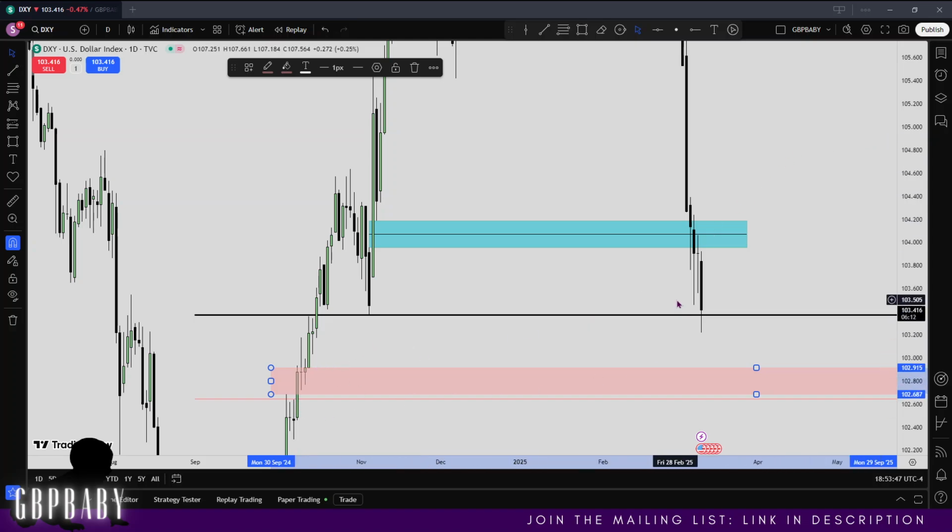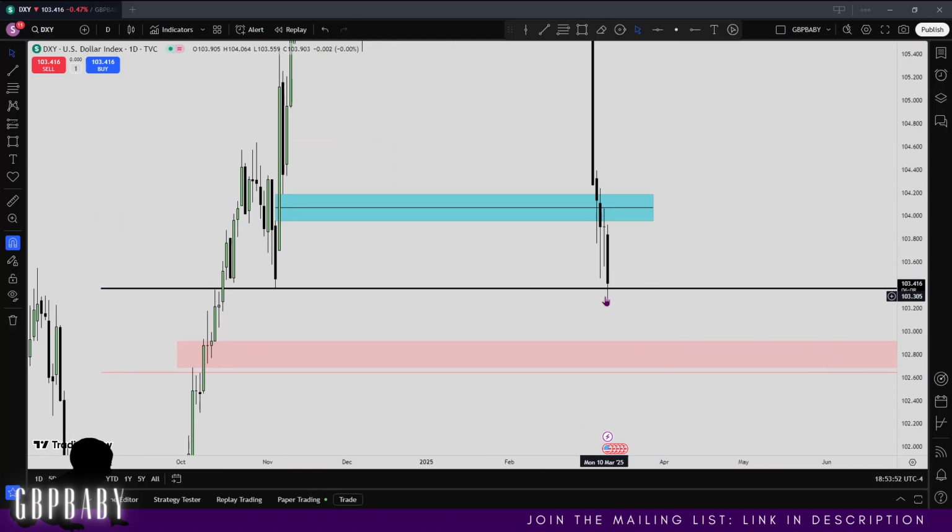But generally speaking, this is my draw on liquidity and where I want to see price draw to. And then again, like I said, I'm happy that we've tapped down into the fair value gap itself. And yeah, I just want to see if we can march down lower into that. So let's go to the 4 hour, take a closer look.